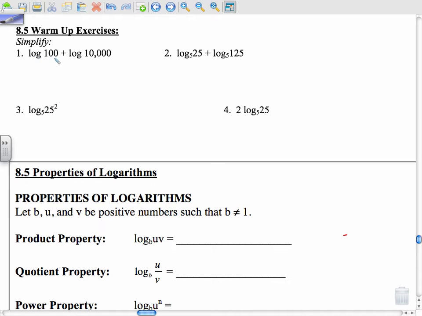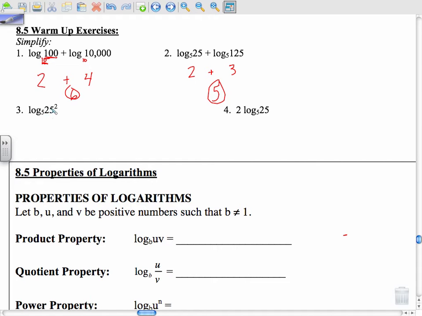So, the log of 100. Remember, if there is not a log base written here, it's log base 10. This is log base 10, log base 10. So what I ask myself is, 100 is 10 to the what power? And that answer is 2, because 10 squared is 100. And then I do the same thing with 10,000. So there are 1, 2, 3, there are 4. So this is a 4 here. Add those together, you get 6. Same thing, 5 to what power will give me 25? That's 2. 5 to what power here will give me 125? That's 3. Add those together, you get 5.